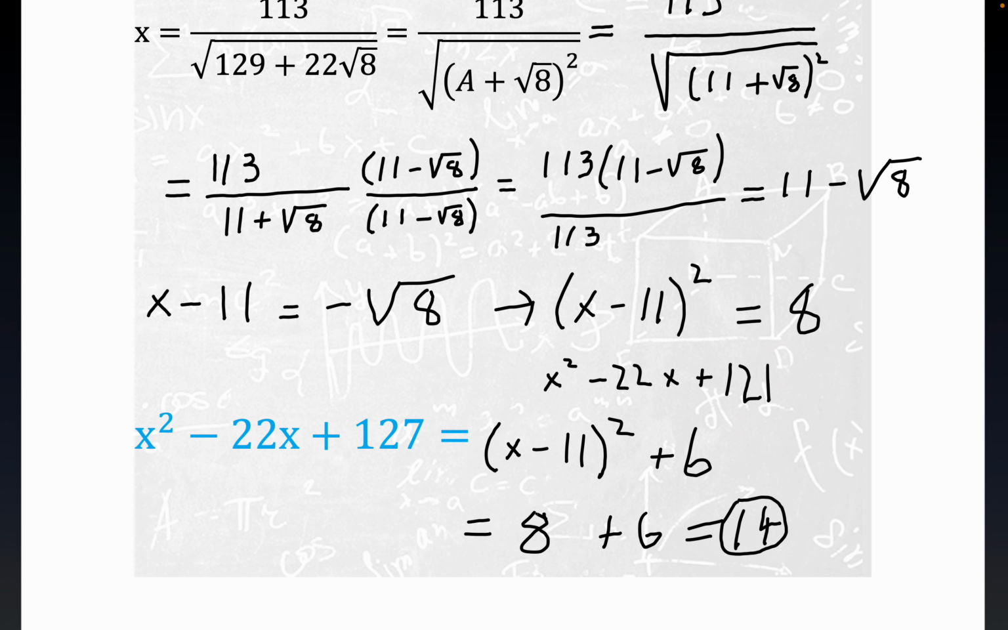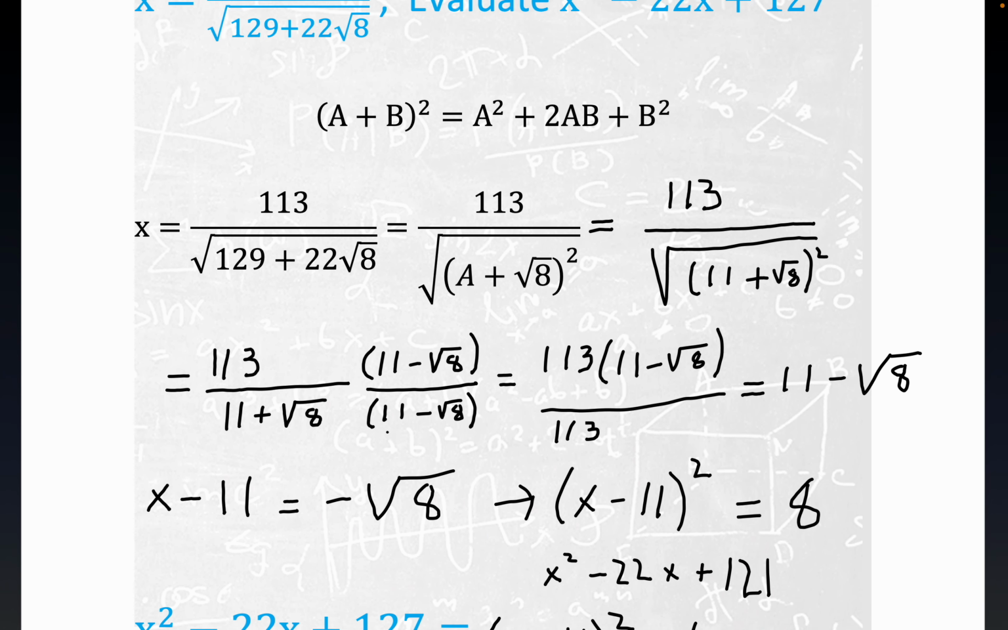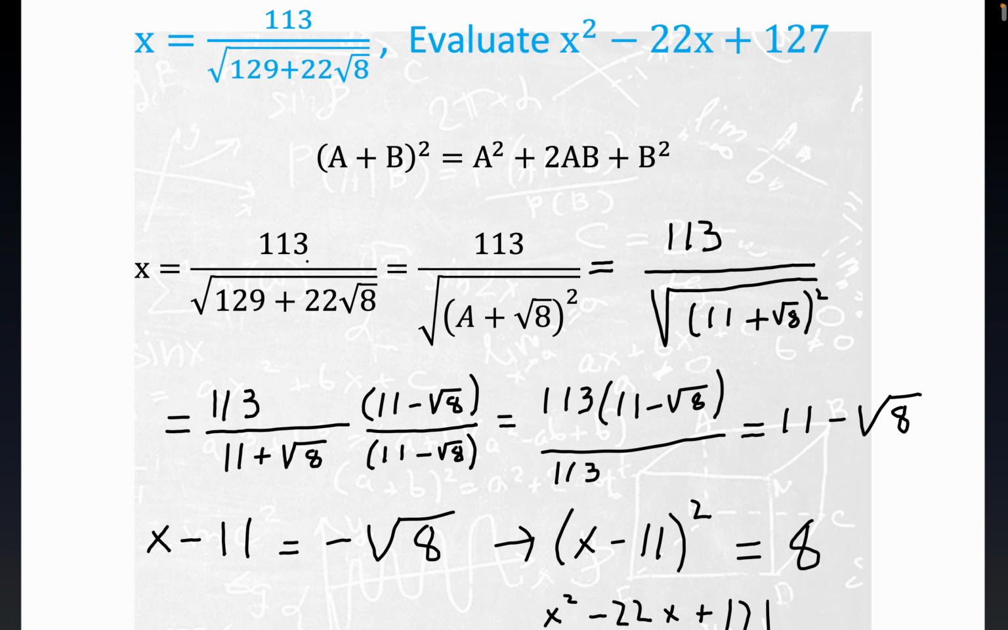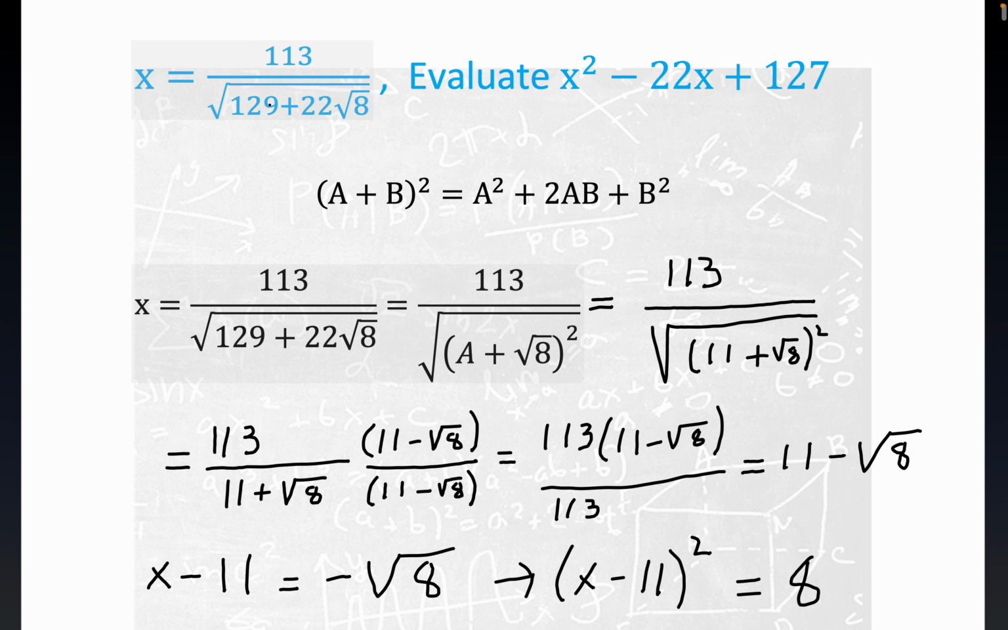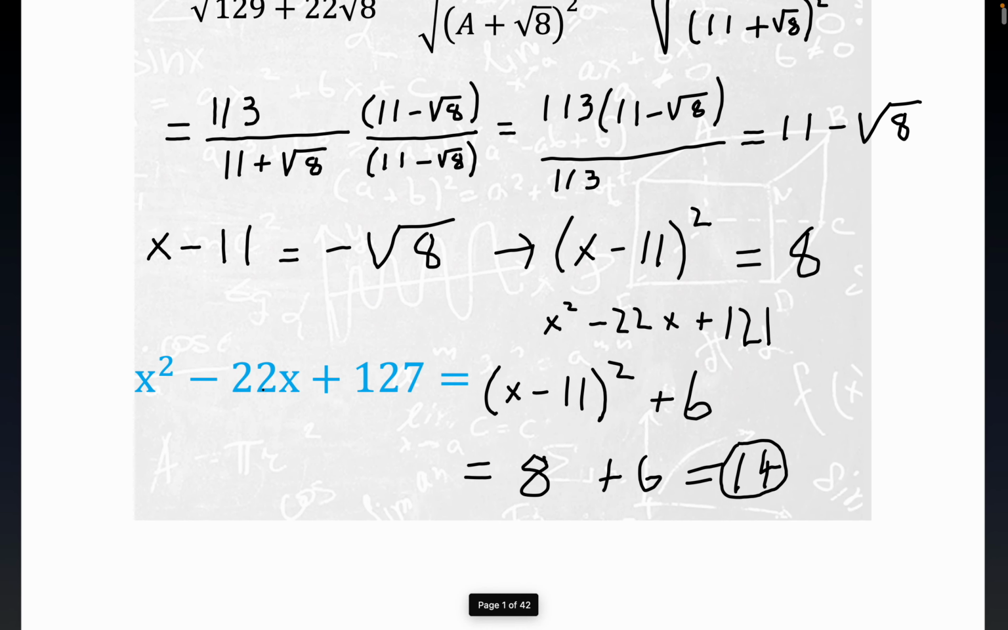Now, I will say that it's set up to work. If this given information didn't work out so nicely, it would be a tougher road. But as long as you can rewrite this as a perfect square, the algebra works out very nicely. And of course, our final answer in this particular case worked out to be 14. Hope you enjoyed.